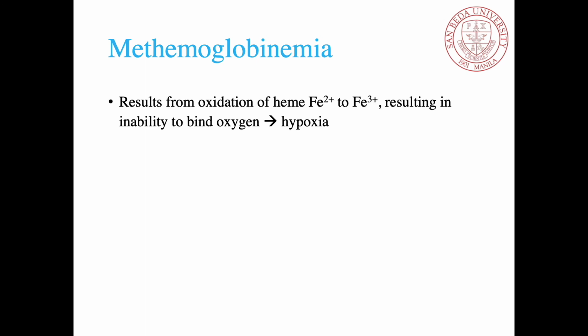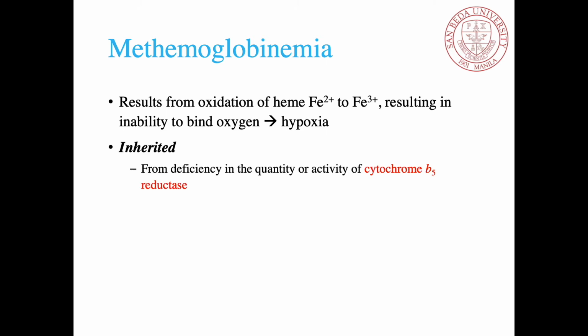Methemoglobinemia is the medical condition that results from oxidation of the ferrous iron of heme to the ferric form, thus resulting in the inability to bind oxygen. Even though there is an abundance of oxygen dissolved in plasma, there is still hypoxia at the cellular level because the heme component of hemoglobin is unable to bind the oxygen molecule to be able to transport it. Now, methemoglobinemia can be inherited or acquired.